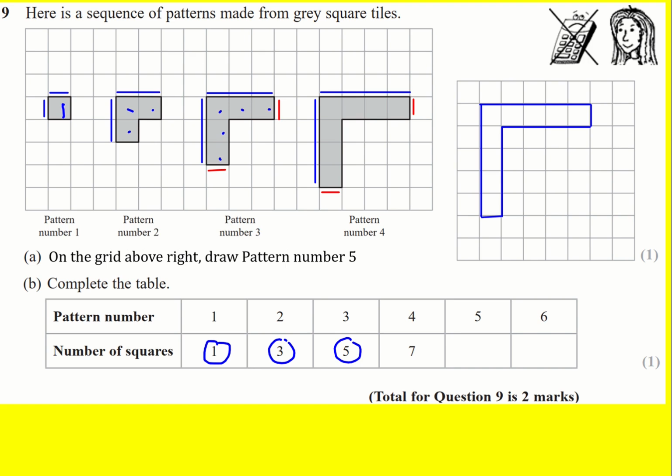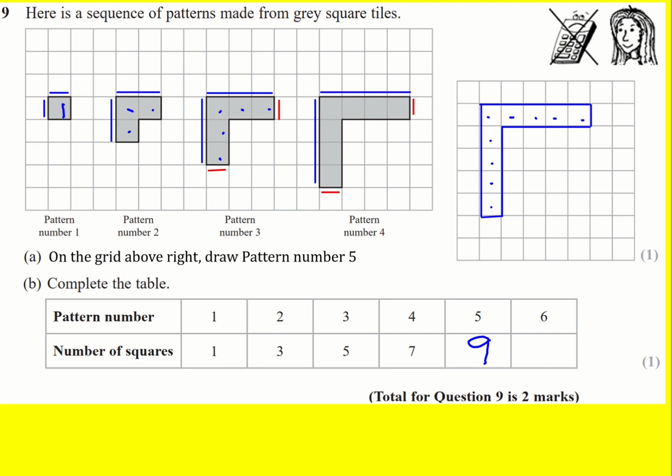Now you can, of course, count the ones that you've just done in number 5. 1, 2, 3, 4, 5, 6, 7, 8, 9. And pop the number in there. But you might be thinking, well, I haven't got a diagram to count from for the next one. You don't, but you can use a different technique.